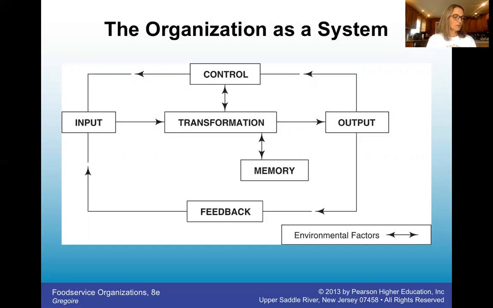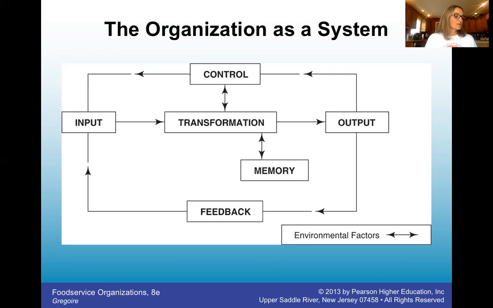the preparation of meals. The control element has three functions. It works to ensure that resources are used effectively and efficiently, meeting the organizational objectives. It ensures that organization is functioning within the legal and regulatory requirements. And then finally, it provides standards to be used in evaluation of the operations. Memory includes all stored information and provides records that we can look back on to use in the system's operation.